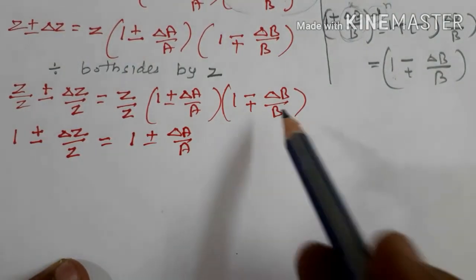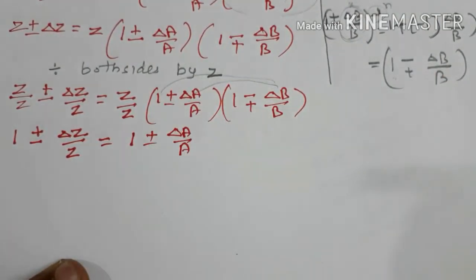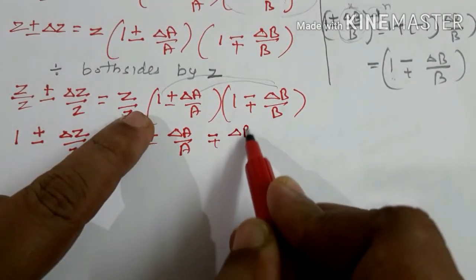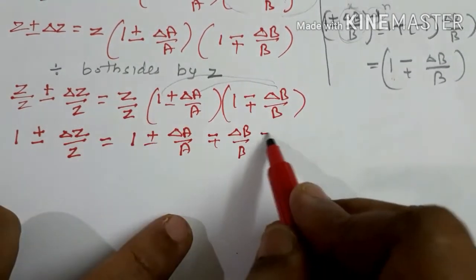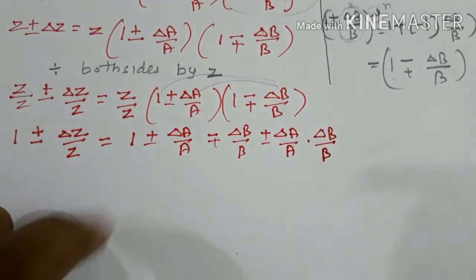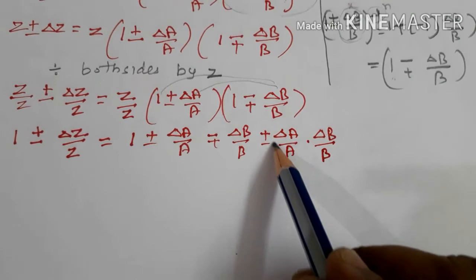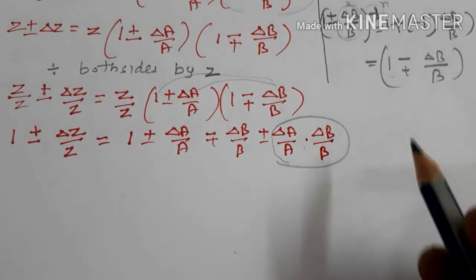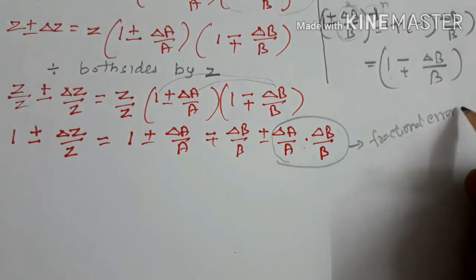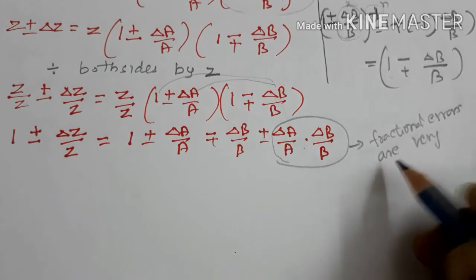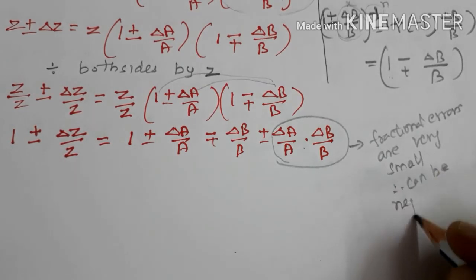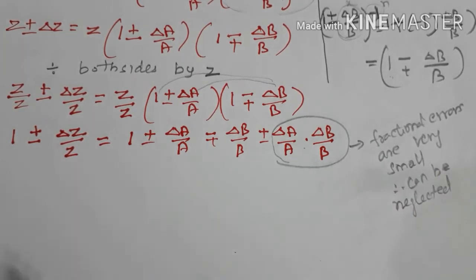Multiply these two terms. You have to multiply this with this. Just remove the bracket. Here you will get minus plus. If you multiply, you will get delta B by B. If you multiply these two, you will get delta A by A into delta B by B. Already we have applied a rule here. What is that? These two quantities are very small. These fractional errors are very small. So what will you do? Therefore they can be neglected. Okay, you can neglect. So if you neglect and write, what will you get?